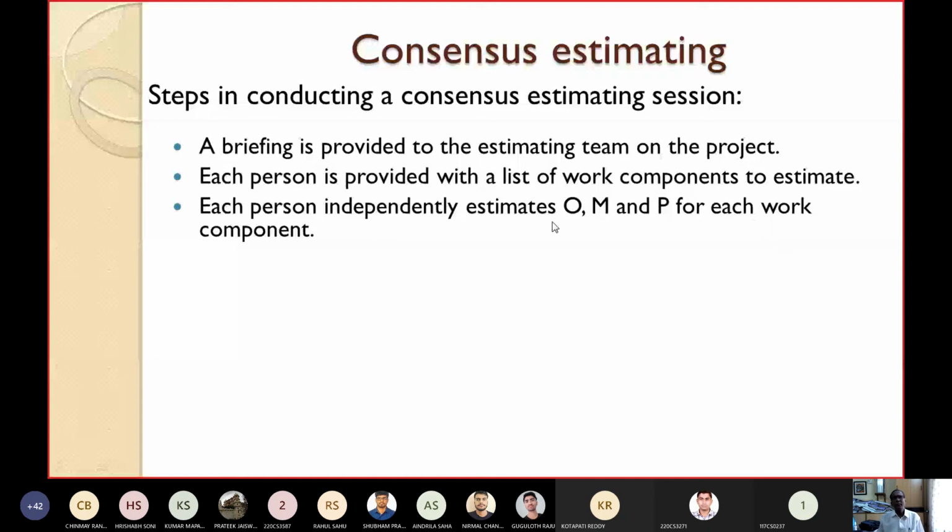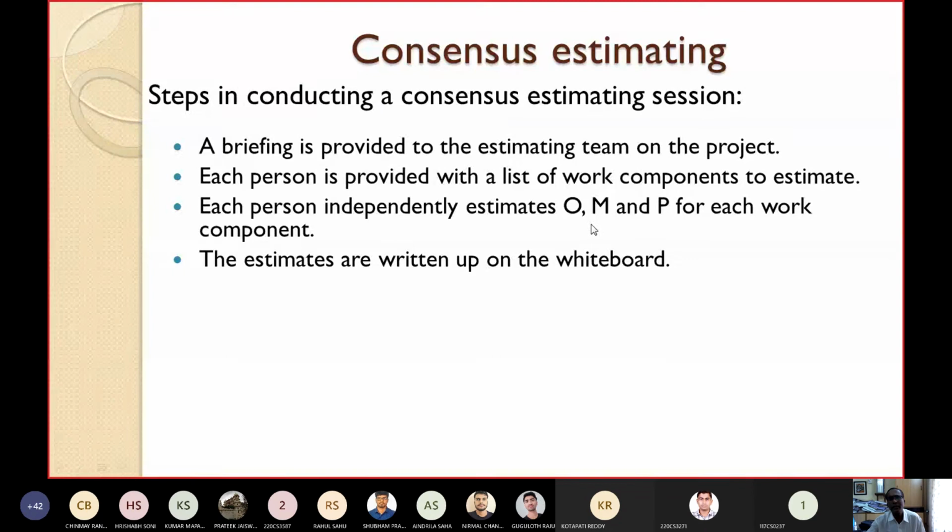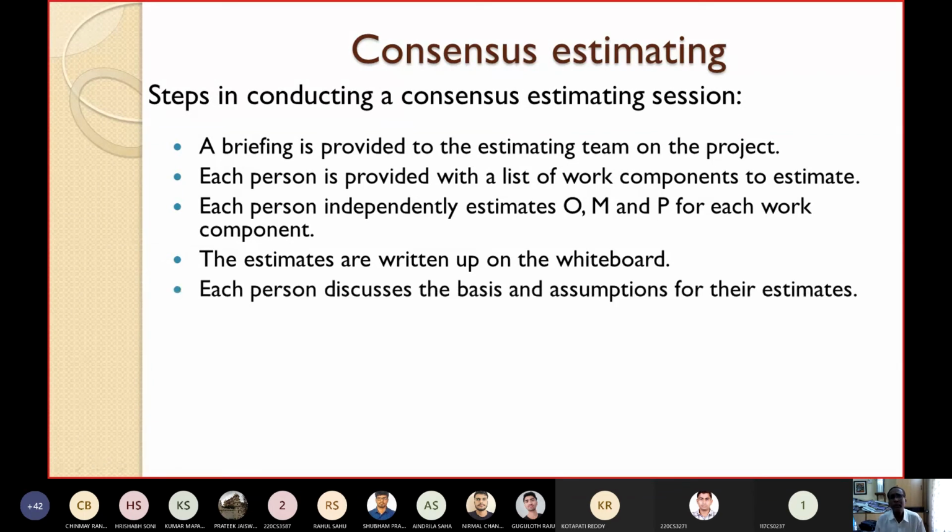The estimates are written up on the whiteboard. Each person discusses the basis and assumptions for their estimates. Why they have chosen the value of O as 10, not 5. Each person discusses the basis and the circumstances for their estimates. Why they have taken the particular values for O, M, and P, they have to justify.